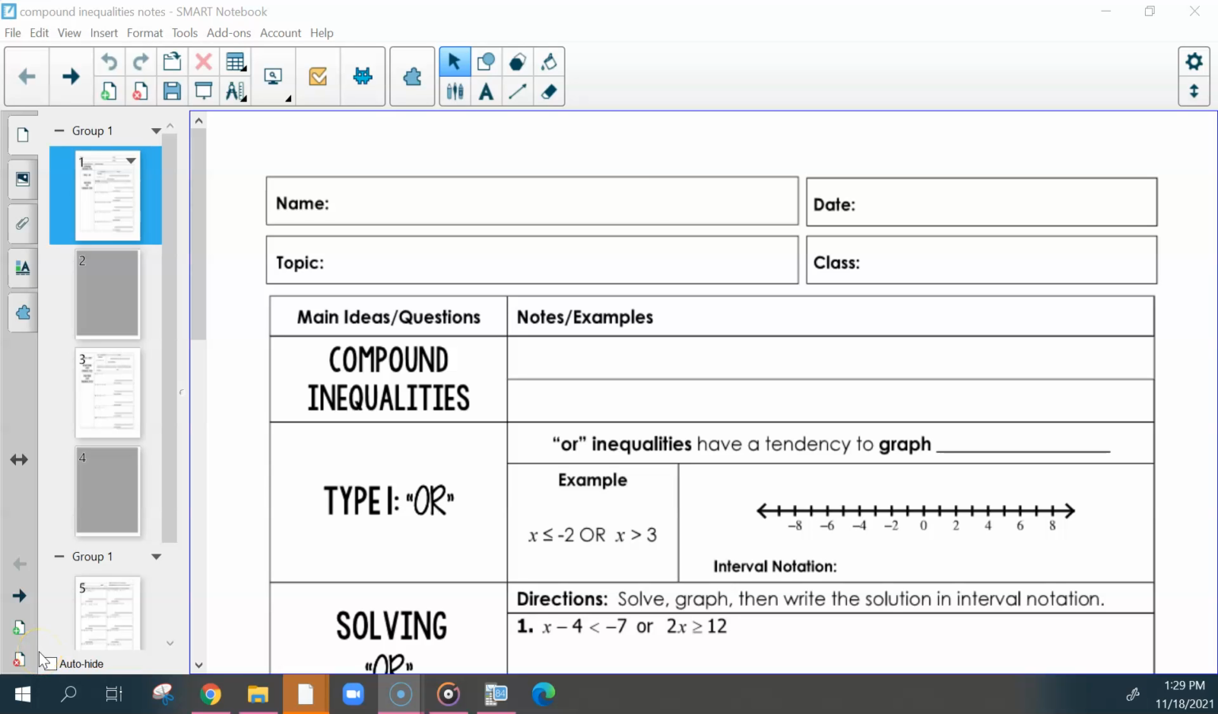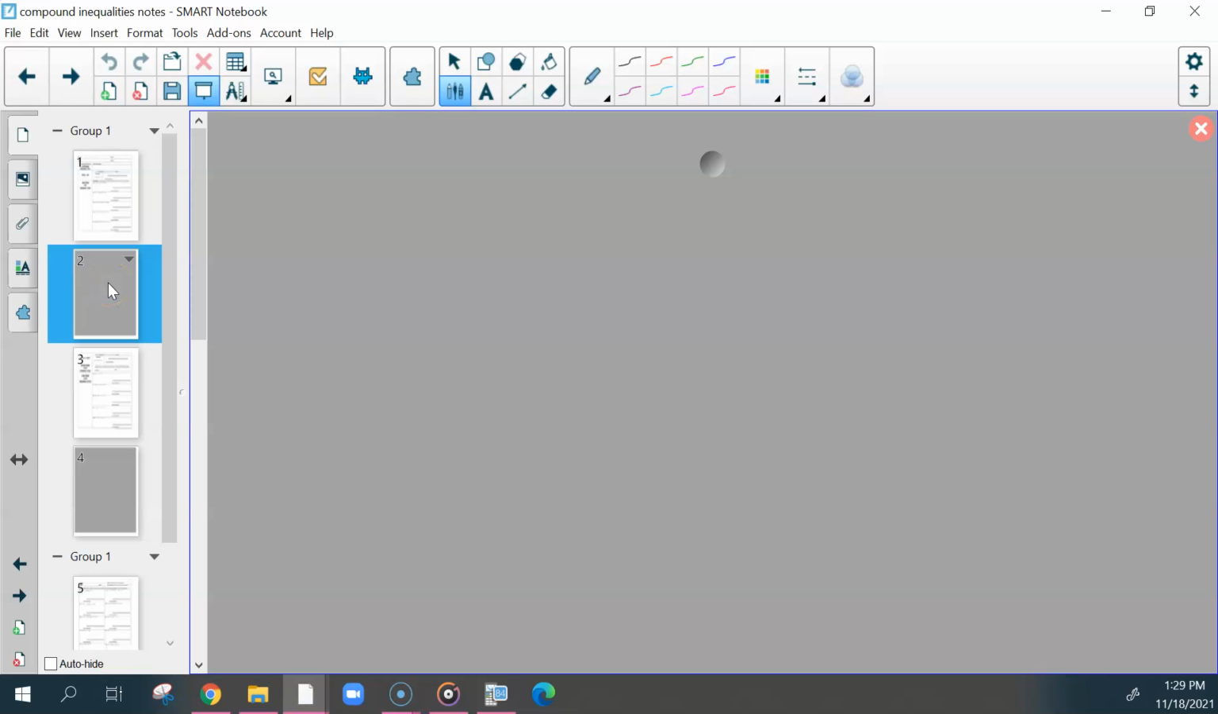In this video, we're going to be talking about compound inequalities, how to solve them, how to graph them, and write them in interval notation. So we're going to start off with, I'm going to go to these notes really fast.